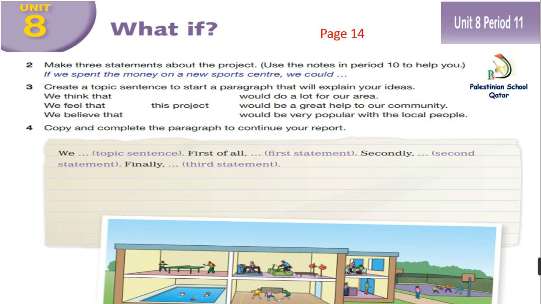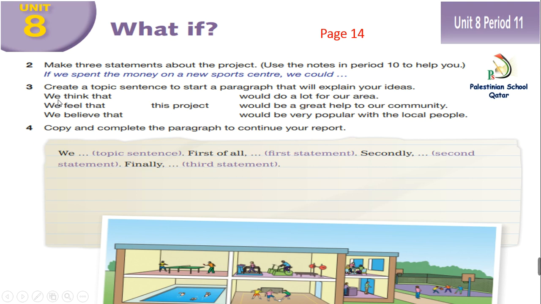And I want everybody to write, after we read the introductory paragraph, I want you now to write 3 paragraphs with the 3 topic sentences about why we choose the sports center as our choice. Number 3, create a topic sentence to start the paragraph that will explain your ideas.